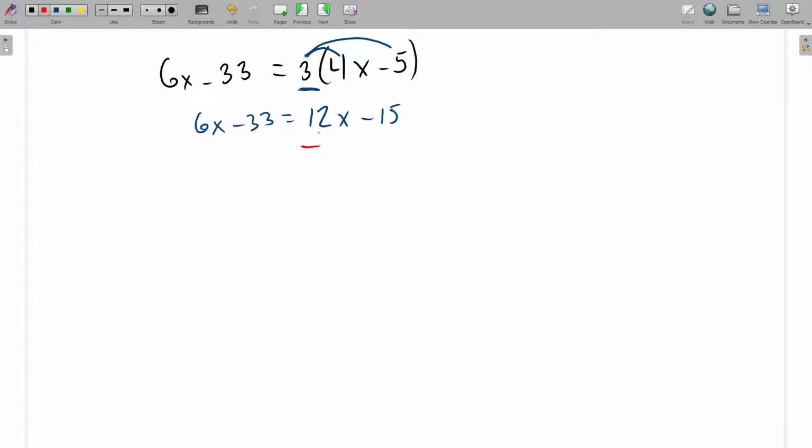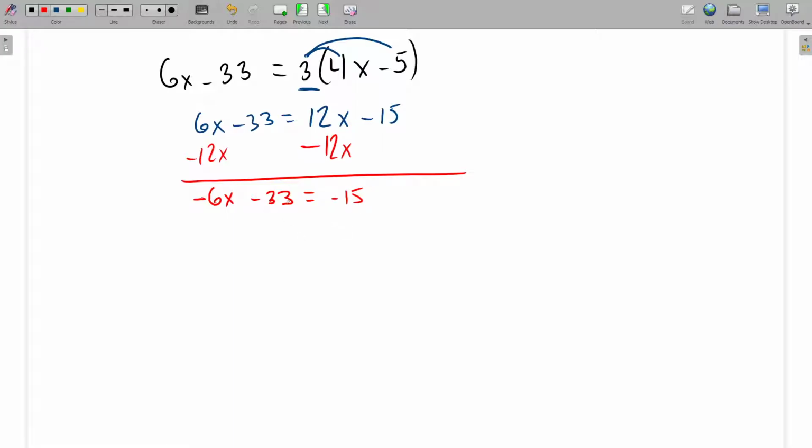Meaning I want to get all of my x's onto the left. In order to move this positive 12x to the left side of the equals, we need to subtract it. Well, 6 minus 12 is negative 6, and don't forget the x. The negative 33 will come down. The 12x and negative 12x cancel. That's what we wanted. And the negative 15 will come down as well.